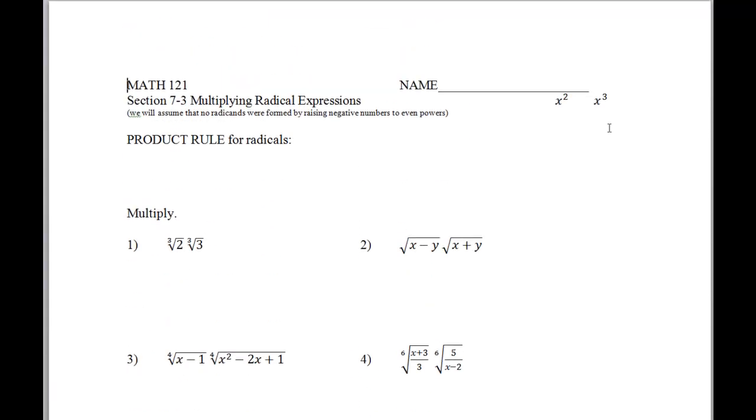This is Mr. Anderson from Keller Community College. This is part 2 of section 7.3, multiplying radical expressions, in the Intermediate Algebra Math 121 book.